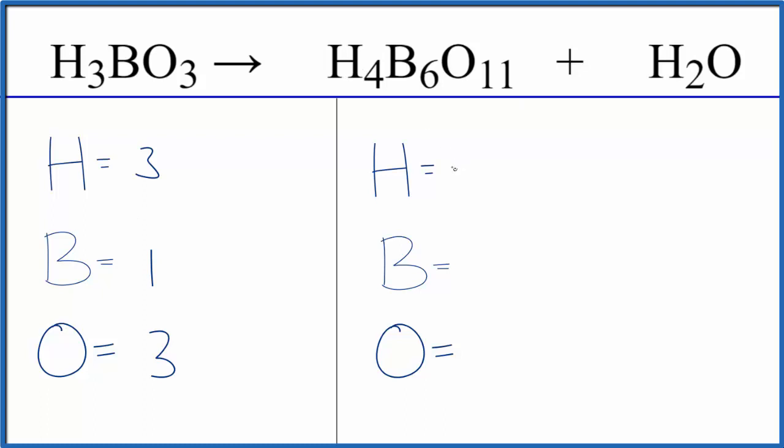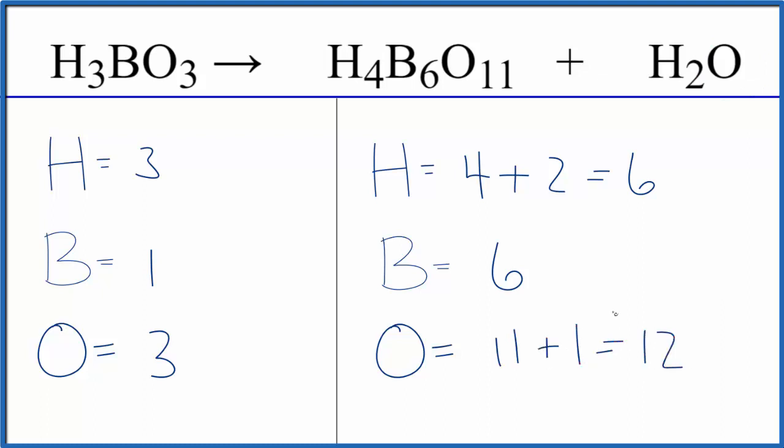Product side, we have 4 hydrogens, but don't forget these 2 out here. So that gives us 6 total hydrogens. Boron 6, and then oxygen 11, and again don't forget we have this 1 out here, so we have a total of 12 oxygen atoms. So now we can try to balance the equation.